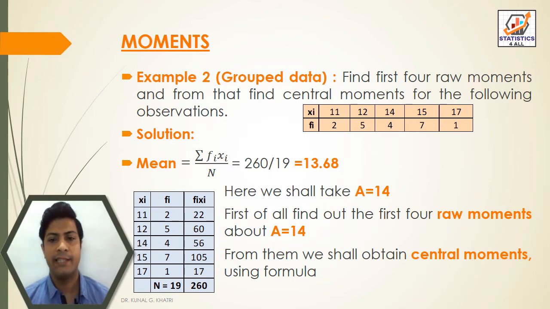Here we shall take a is equal to 14, because the mean we have is in fraction form. Here a is the arbitrary mean, or we can say assumed mean. First of all, find the first 4 raw moments about a, that is equal to 14. From them we shall obtain central moments using the formula.